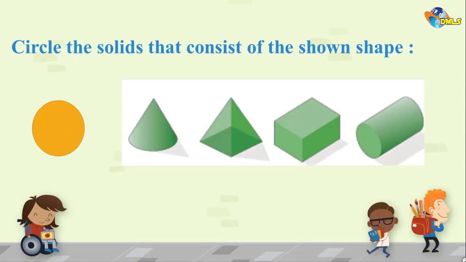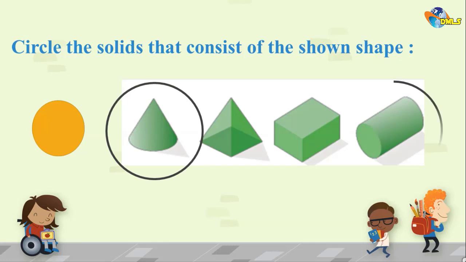Circle. We have cone, square-based pyramid, cuboid, and cylinder. Which solids consist of a circle? Excellent. We have cone and it has one circular face, and cylinder, it has 2 circular faces.